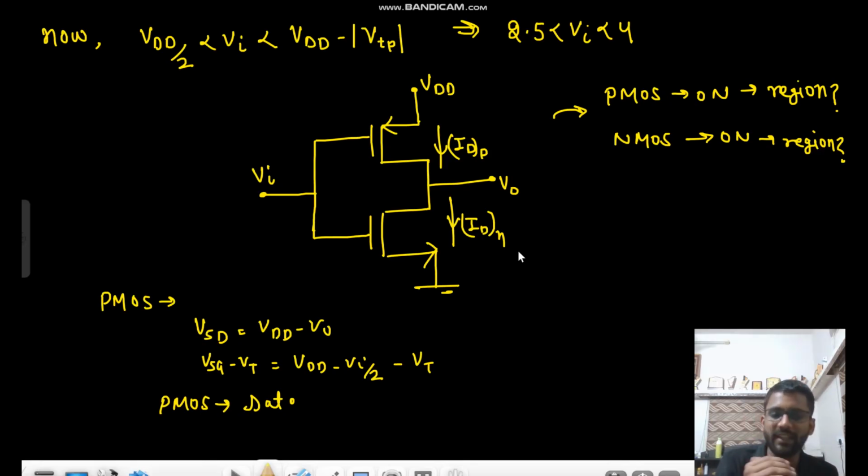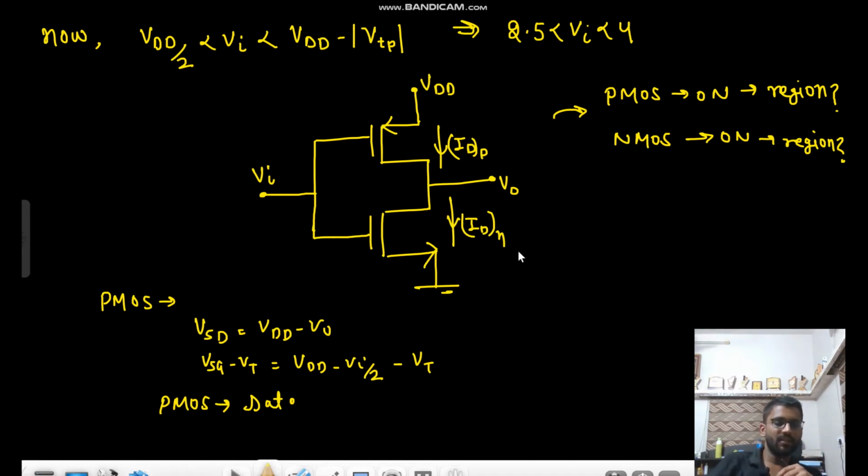V naught value is less, that means V naught is nearly equal to 0. That means your VDS for NMOS is very less. If your VDS for NMOS is very less, it is in linear region. And your VSD for PMOS is very large. If your VSD for PMOS is very large, it is moving towards the saturation region. So this is one more way of analyzing the circuit.